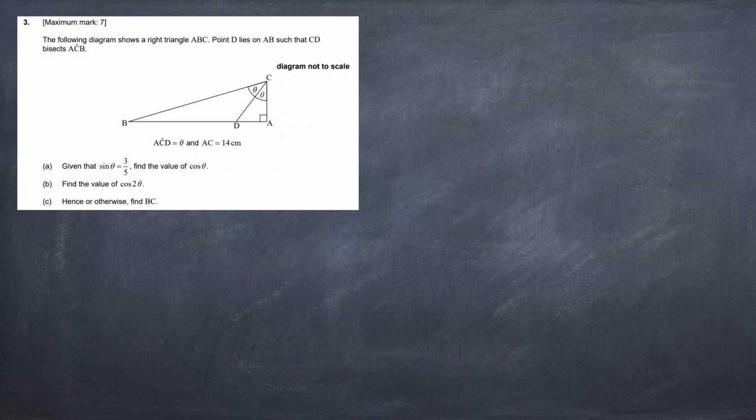The third problem is the following. The diagram shows a right triangle ABC. Point D lies on AB such that CD bisects angle ACB. Given that sine theta is equal to 3 by 5, find the value of cos theta. For this first part we don't need the particular values from the triangle to do the math. The first thing is, it is written that sine theta is equal to 3 by 5.